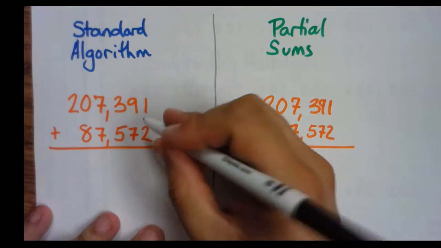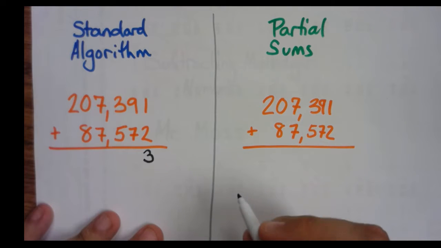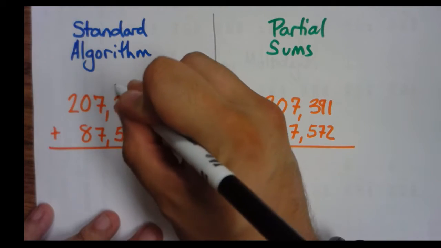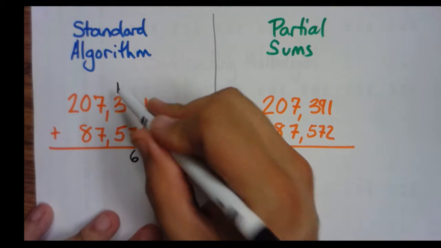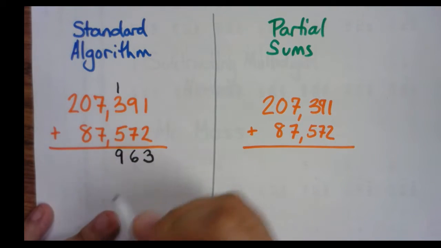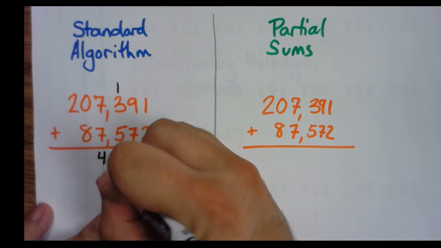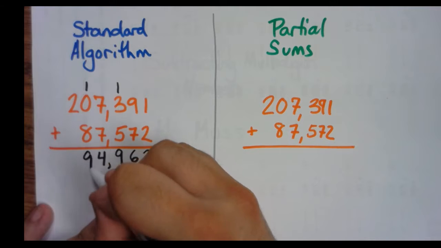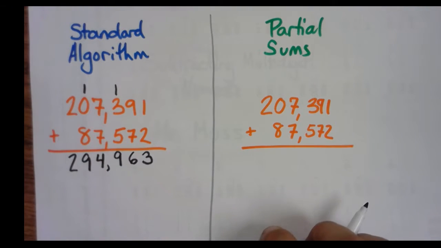Standard algorithm. All right, 1 plus 2 is 3. No regrouping needed here. 9 plus 7, now I do need to regroup. That's 16. So I'm going to put down that 6, regroup the 1. 3 plus 5 is 8, plus 1 is 9. No regrouping needed. 7 plus 7, that's 14. Put down the 4, regroup the 1. 8 plus 1 is 9. 2 plus nothing is 2. So not too much regrouping needed there.